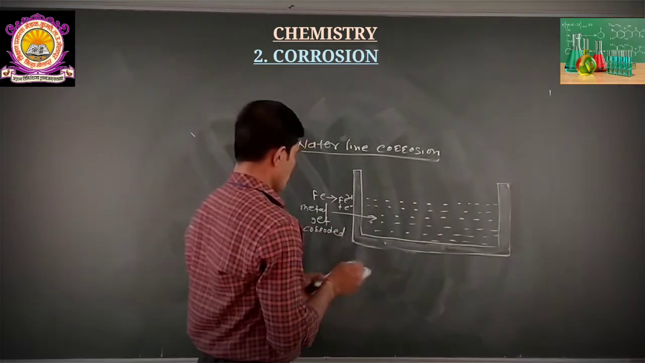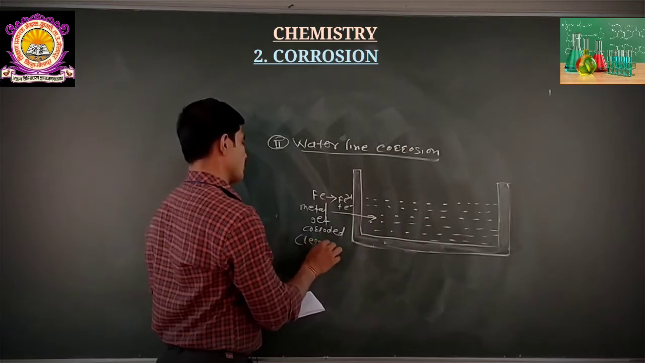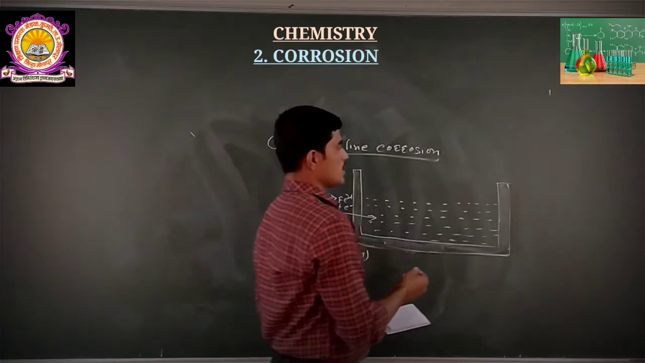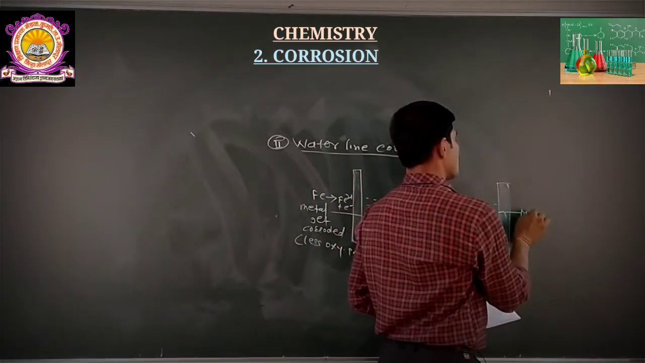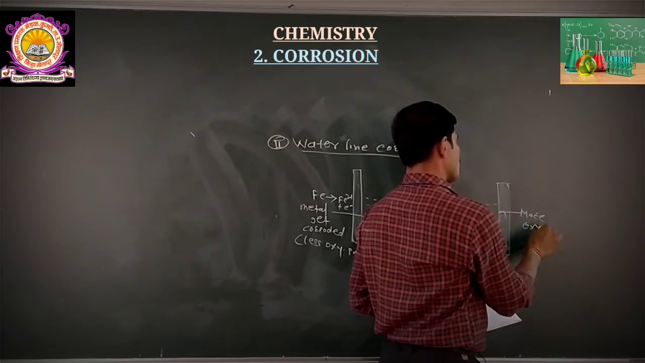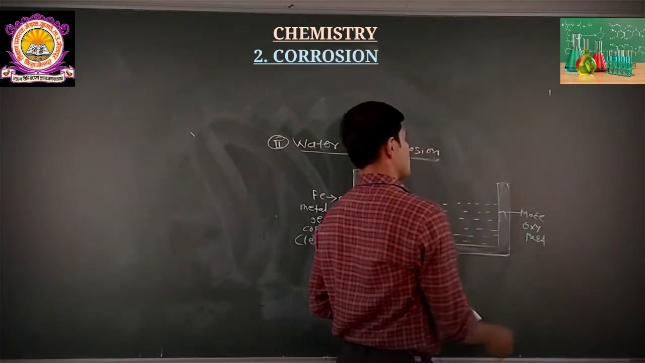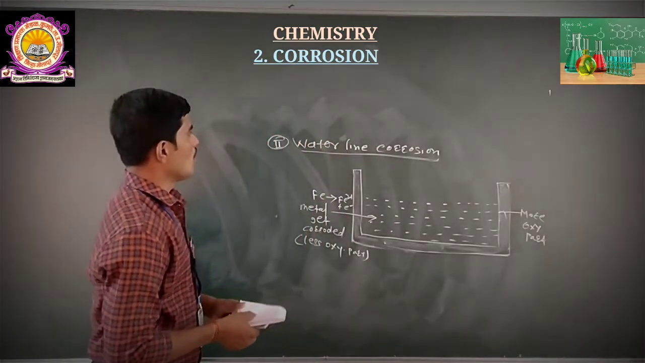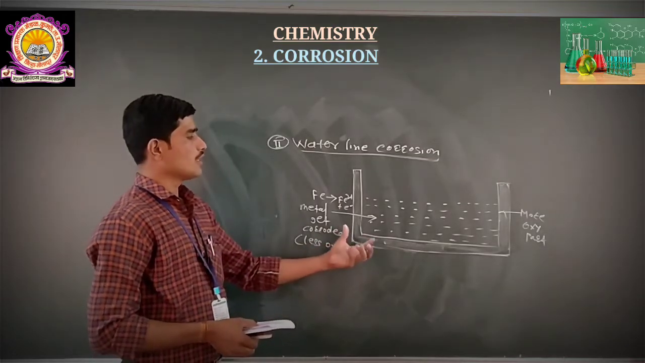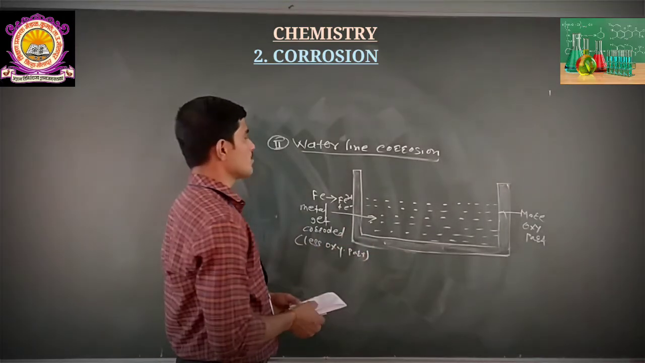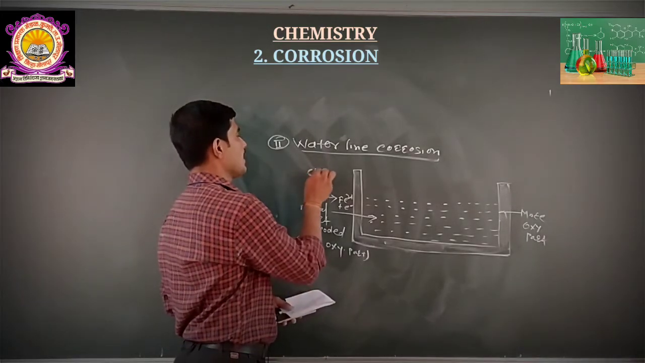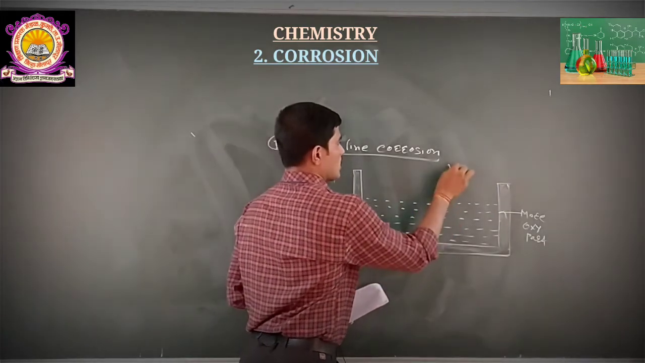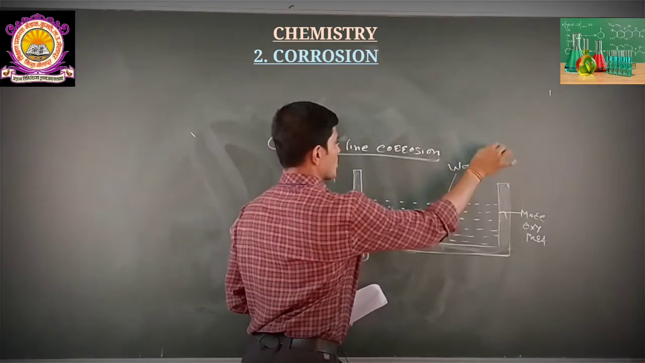And here is the less oxygenated part, while this side is the more oxygenated part. This is all about the diagram of water line corrosion. This is one tank. Suppose that this one is a steel tank, and this steel tank contains water.